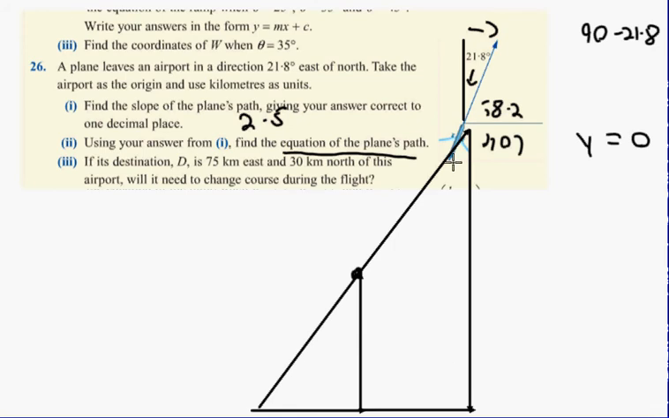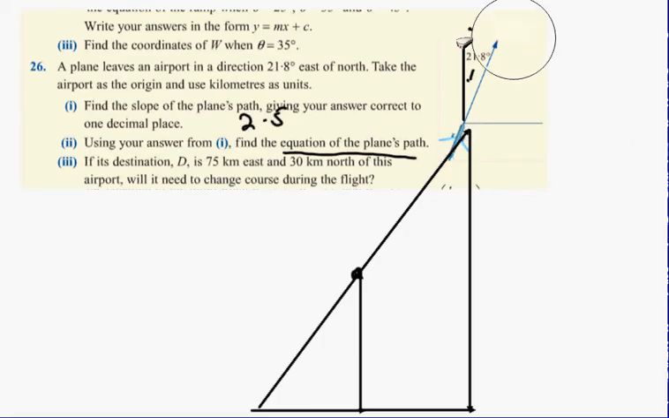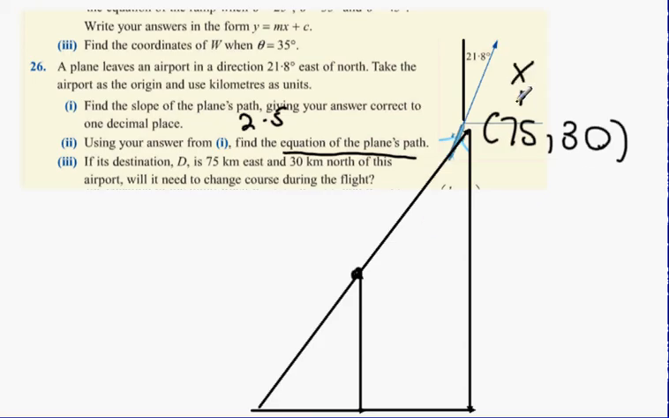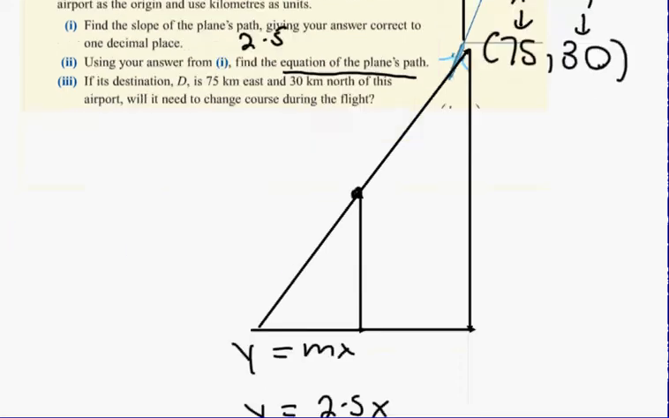To get to the destination, this is the point 75 kilometers east. Is that going to be the x value or the y value? X value. Does it cross through the point 75, 30? Does this line contain 75, 30? That's the question. Now, how do we check? Does a line contain a point? Replace x with 75, replace y with 30. It's not if it equals 0, it's if it balances, if the left side equals the right side. So let's find out.